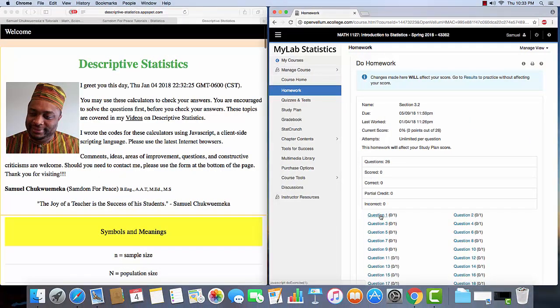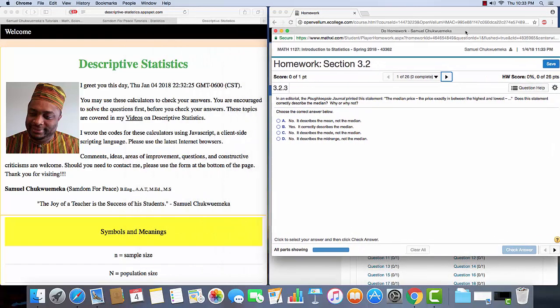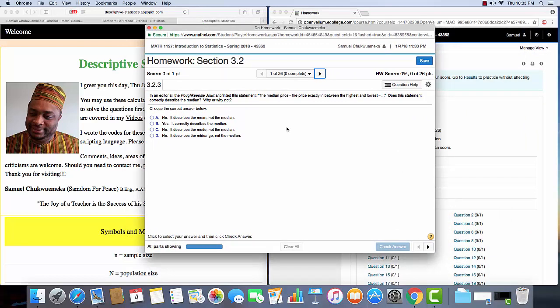All right, let's begin. Question one. In an editorial, the Poughkeepsie Journal printed this statement. The median price, which is the price exactly in between the highest and lowest, and so on, it continues. Does this statement correctly describe the median? Why or why not? The median price is not the price exactly in between the highest and lowest. No, that's not the definition. The median is just the middle value when the data values are arranged in ascending order or descending order. So it's not the price exactly in between the highest and the lowest. No, that is the mid-range instead. So it does not describe the median, it describes the mid-range.